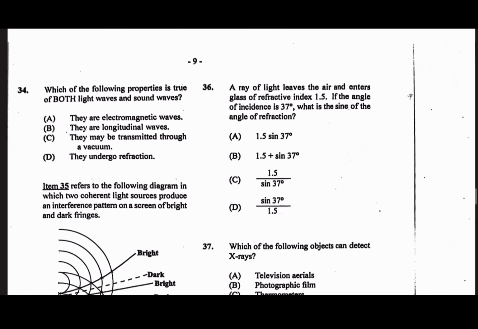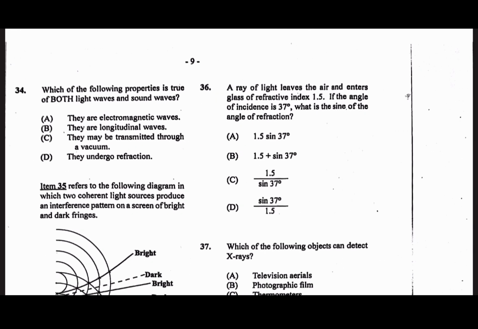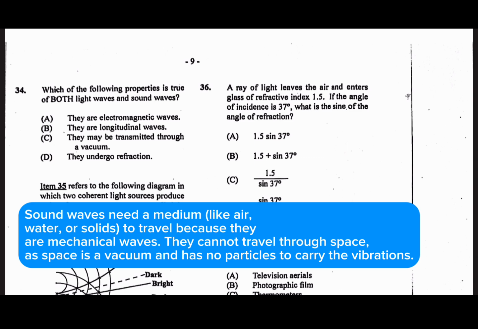Which of the following properties is true of both light waves and sound waves? They are electromagnetic waves? No. Electromagnetic waves are transverse waves, and that would only apply to light waves. They are longitudinal waves? No. Only sound waves are longitudinal waves. They may be transmitted through a vacuum. That's a lie. Right? Because sound waves can't be propagated in a medium like space, because there's no particles to propagate. So it can't be C. So D is the answer.